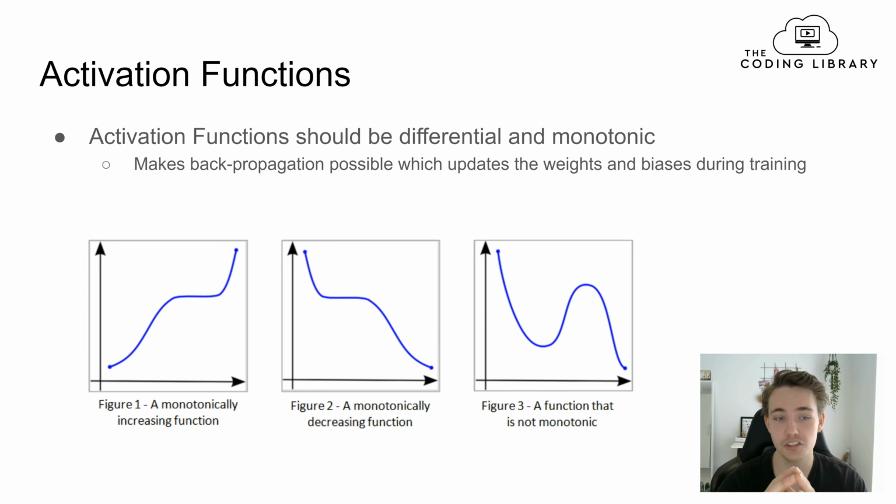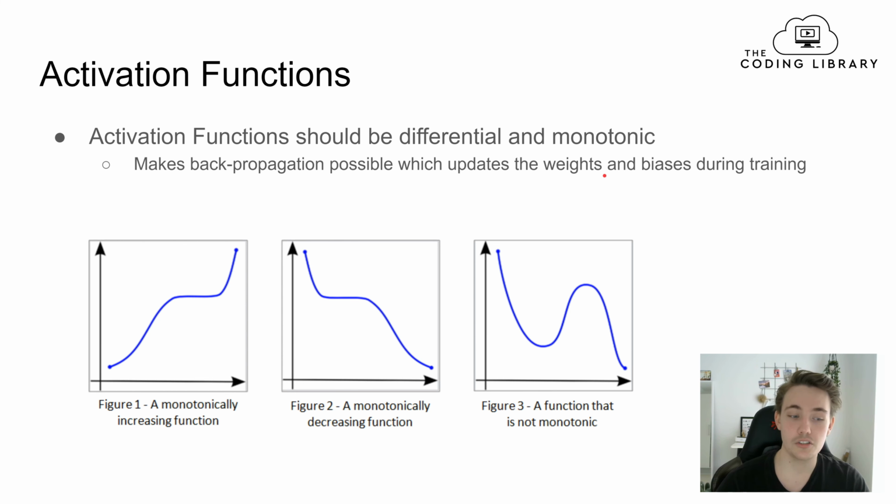Activation functions here should be differentiable and monotonic. We already know why it should be differentiable, so we can update it during training. It makes the backpropagation possible, which updates the weights and the biases during training, as I already said.